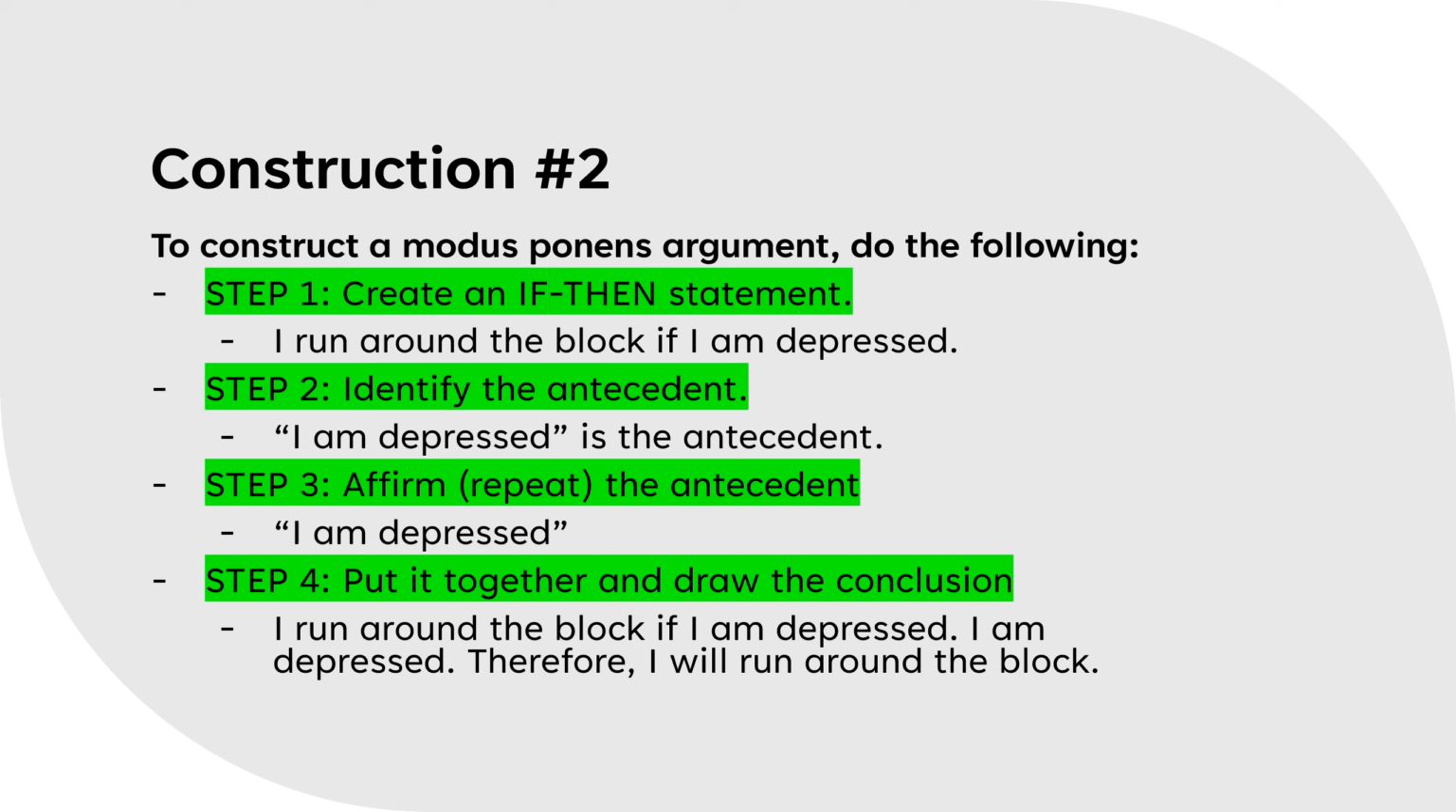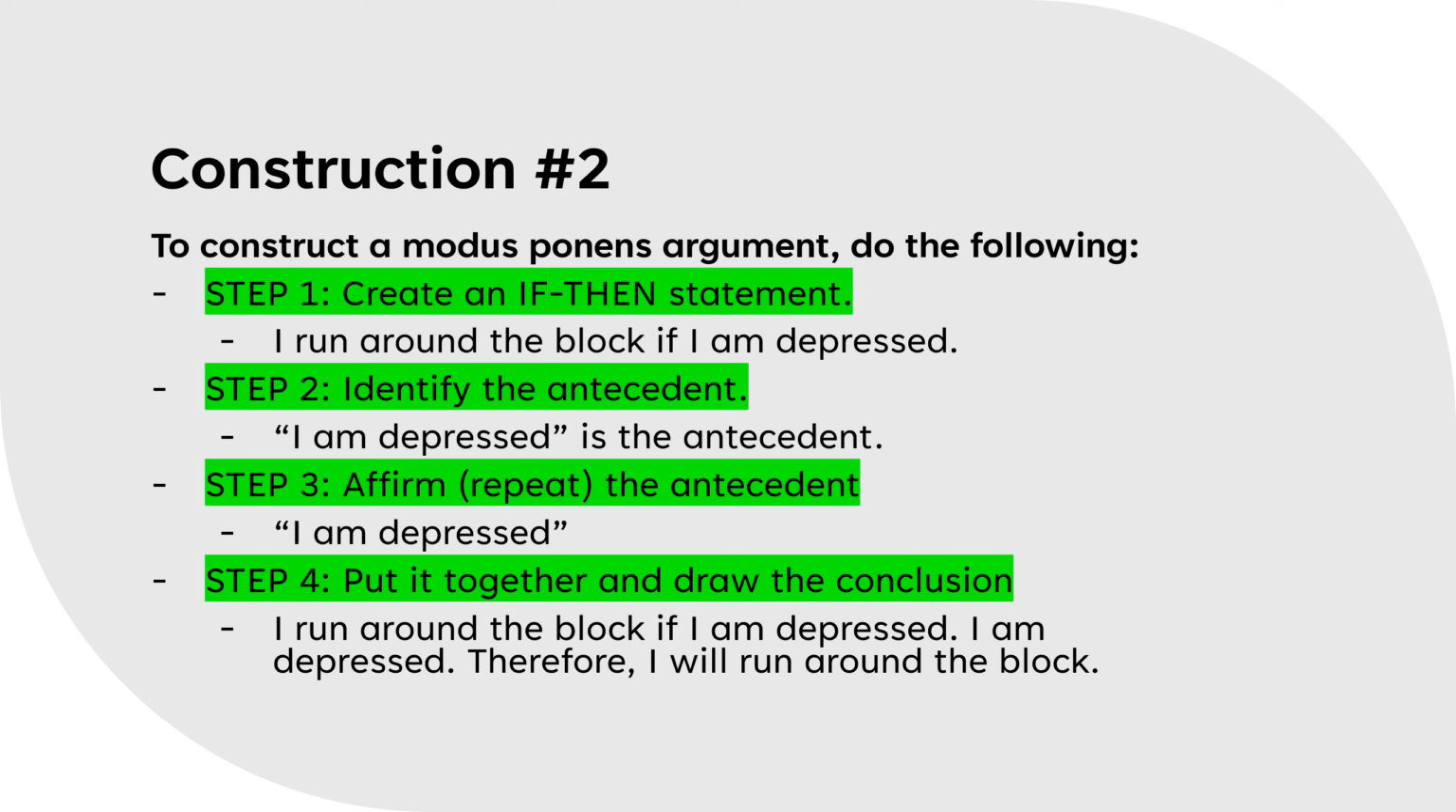All right, let's do another one. I run around the block if I am depressed. That's the if-then statement I've created. What's the antecedent in that? The antecedent is I am depressed. Why? Because that is what comes after if. I am depressed comes after if, so I am depressed is the antecedent.